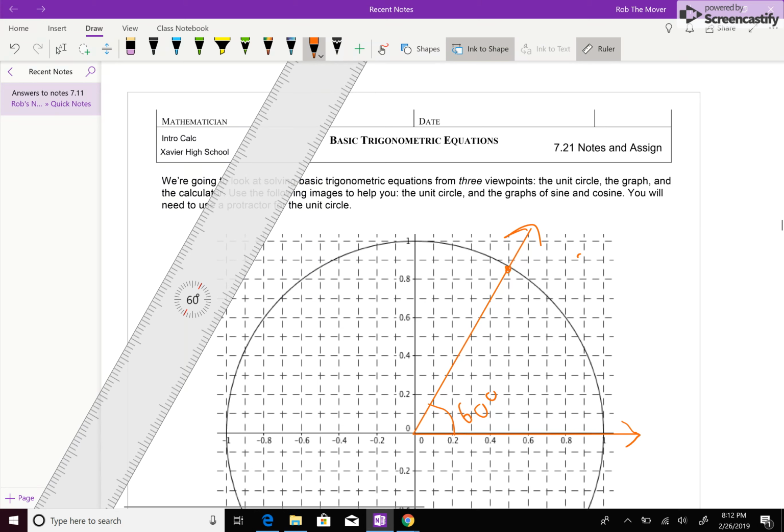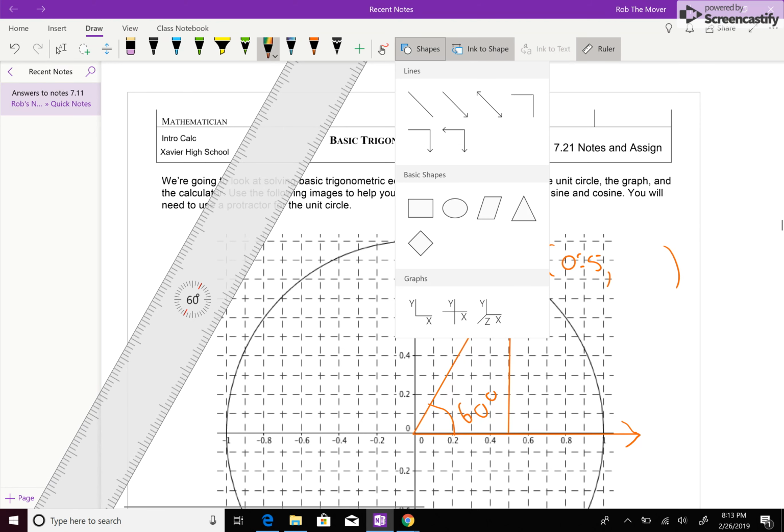And it cuts through here at an x value. Look at that. Cuts through here with an x value right here. Look at where that x value is. 0.5. Now, why is that x value 0.5? Well, look at that triangle. What kind of triangle is that? What kind of triangle do we have here?